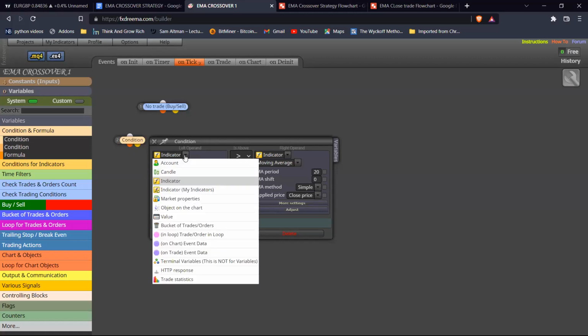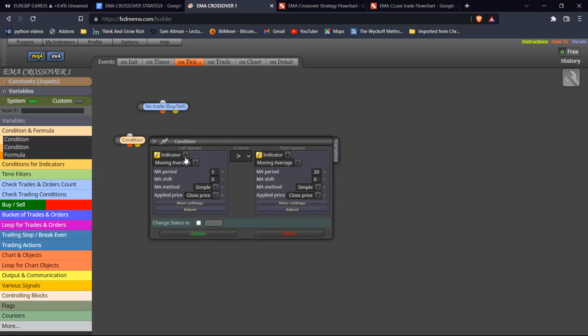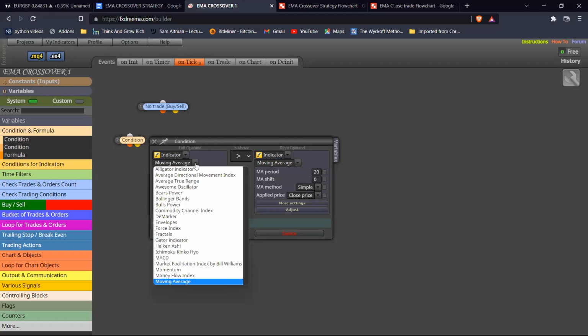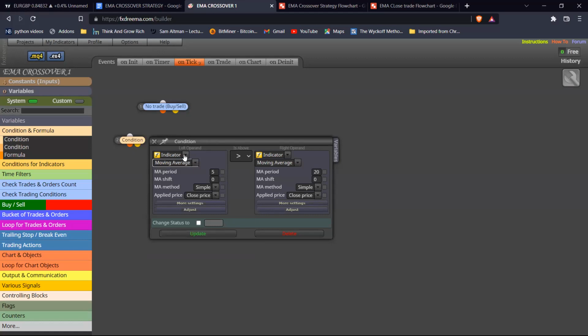So there are several things you can check. You can check for candles, you can check for many other things, for change values, and you can select indicator. But what we're picking now is the moving average indicator, right? Now, under periods, it's already 5 here. But remember, I can leave this at 5 and make this 12, and that will be fine.